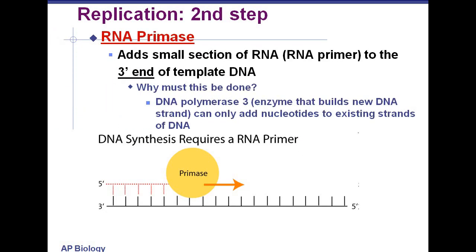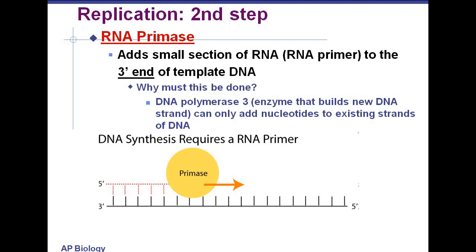Now the second is the RNA primer. RNA primer is a small fragment of RNA which consists of 5 to 50 nucleotides and is required to start the replication. The enzyme primase, which is also known as RNA polymerase, helps to attach the RNA primer to the DNA. The primase adds a small section of RNA, which is also known as the RNA primer, to the 3' end of the template DNA.